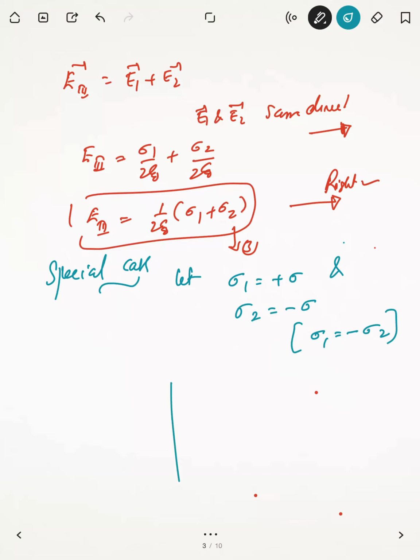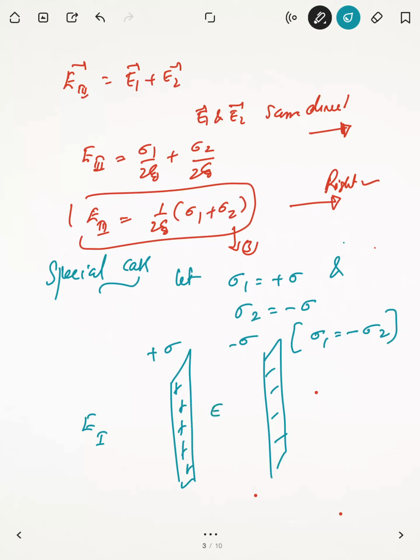So we have the two sheets now as a special case, a very important case: the first one and the second one. The first one has positive charge, the second one has negative, plus sigma and minus sigma. What will happen now? We need the electric field in the first region, the second region and the third region. So we apply the equation. Coming back to the next page, we'll go.